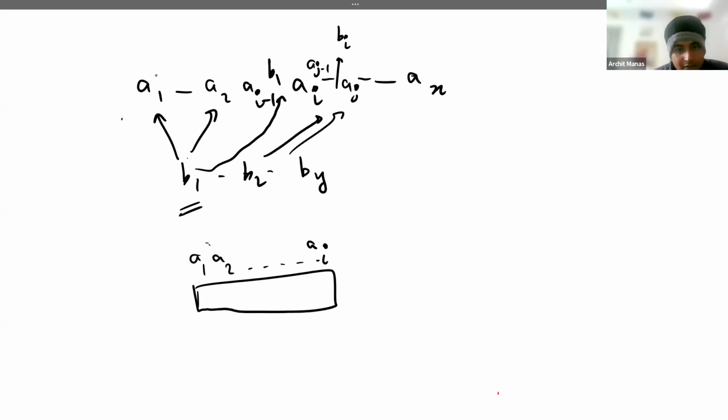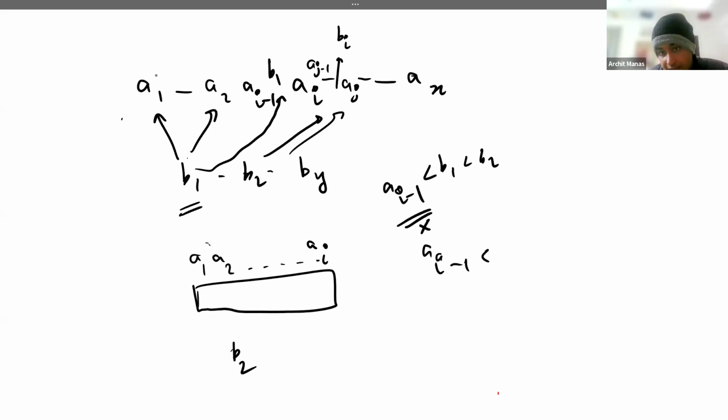And now the point is, when you think about B2, you won't ask a question for B2 with AI minus 1 because you already know it's bigger than that. Because B2 is bigger than B1 and B1 is bigger than AI minus 1. You know this, so you won't bother asking with this. But you don't know about AI. It could still be the case that B2 fits right in here, right? So you do need to ask AI.